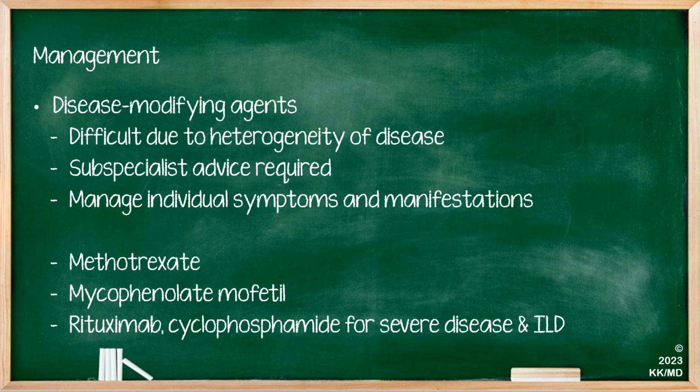In terms of the disease management of the actual condition itself, you would start the patient on disease-modifying drugs or DMARDs. It's difficult to say which one exactly due to the heterogeneity of the disease, and it really is something that you would want your specialist rheumatologist to be involved in the care of. And in general, the drugs that you could possibly consider are methotrexate, mycophenolate mofetil, rituximab, cyclophosphamide, especially for severe disease and the cases who have got lung involvement, such as interstitial lung disease secondary to systemic sclerosis.